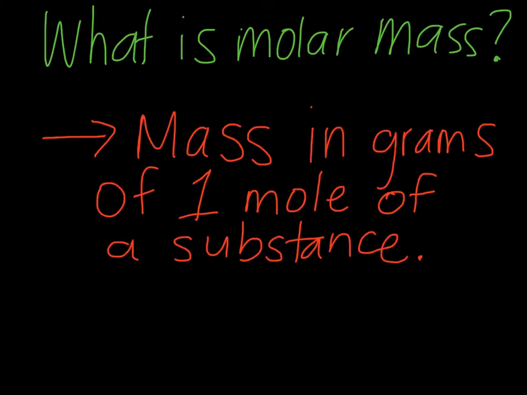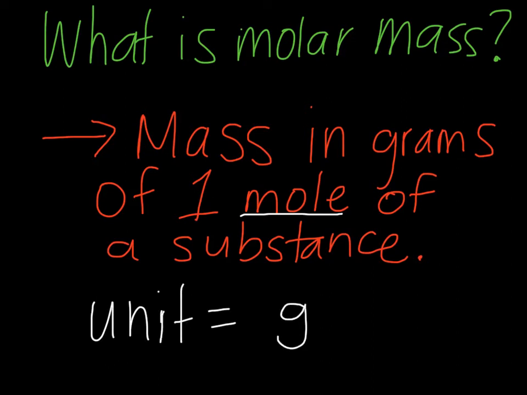So the first thing that you need to know about molar mass is the definition. The definition of molar mass is the mass in grams of 1 mole of a substance. We have not talked about the term mole yet, and as far as calculating molar mass, you're not going to have to know what the definition of a mole is for right now. So right now, just ignore that. But you do need to know that molar mass has a special unit, and it's grams per mole.